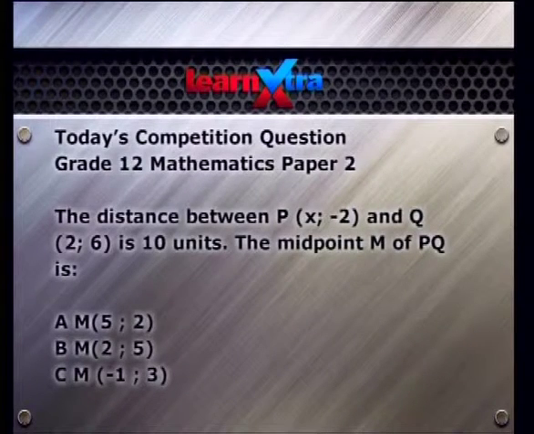The distance between P(-2, 2) and Q(2, 6) is 10 units. The midpoint M of PQ is: A, M(5, 2); B, M(2, 5); C, M(-1, 3). So guys, that's the question.